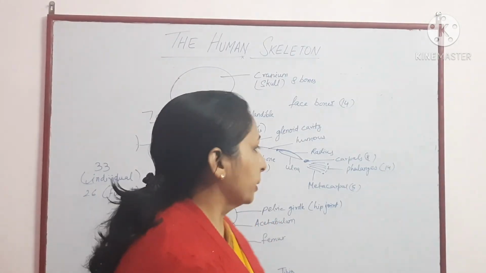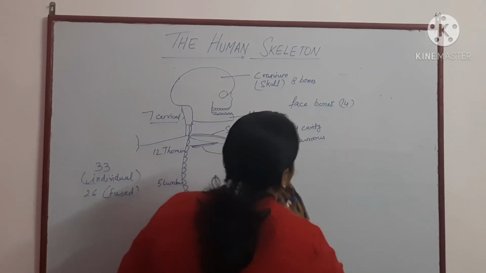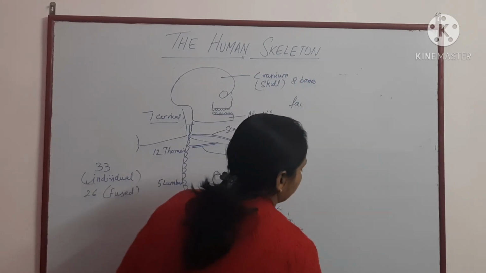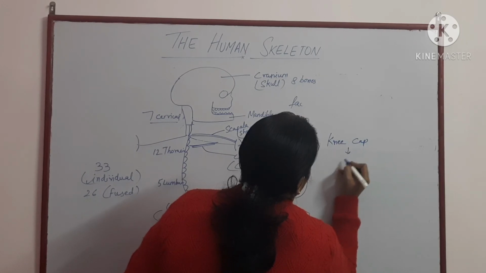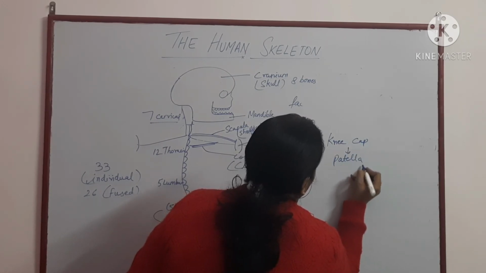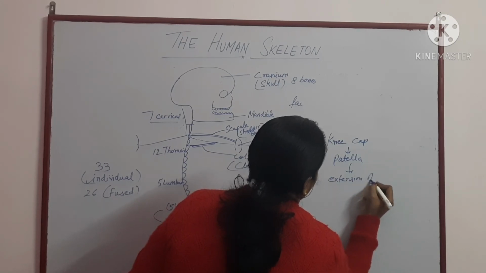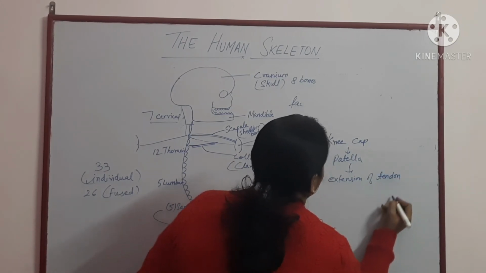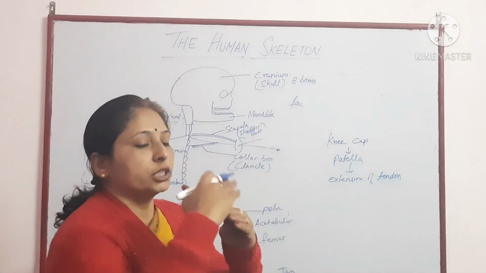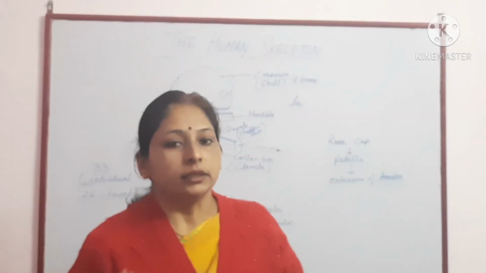This is the kneecap. Here I missed the kneecap, which is termed the patella, and it is formed of, not cartilage, it is made up of tendon, or an extension of a tendon. Patella or kneecap protects the joint between the femur and the tibia and fibula.